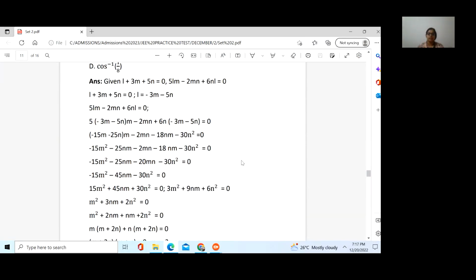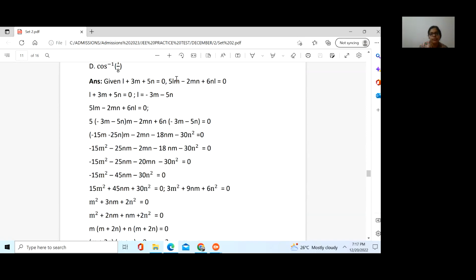So let's see how we are going to answer this question. What is given in the question? I have just listed it out. Given l plus 3m plus 5n equal to 0 and 5lm minus 2mn plus 6nl is equal to 0. Now I need to find out the values of l, m and n. Then only I'll be able to find out the angle. So here I'll find the value of l: l is equal to minus 3m minus 5n. I'm going to substitute for l in this equation and derive the values of m and n.